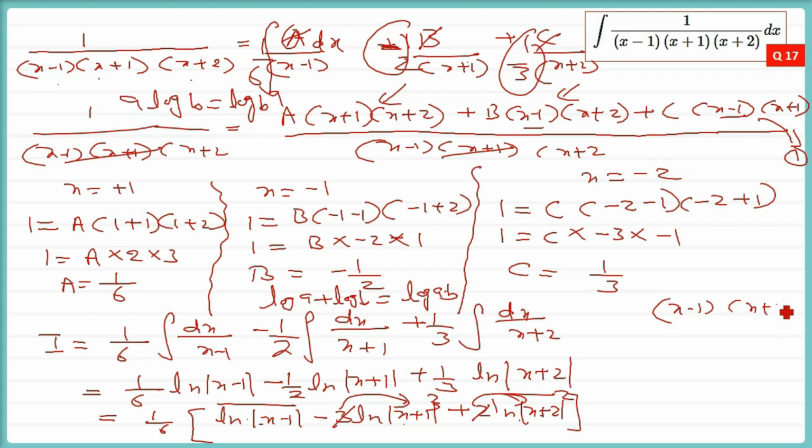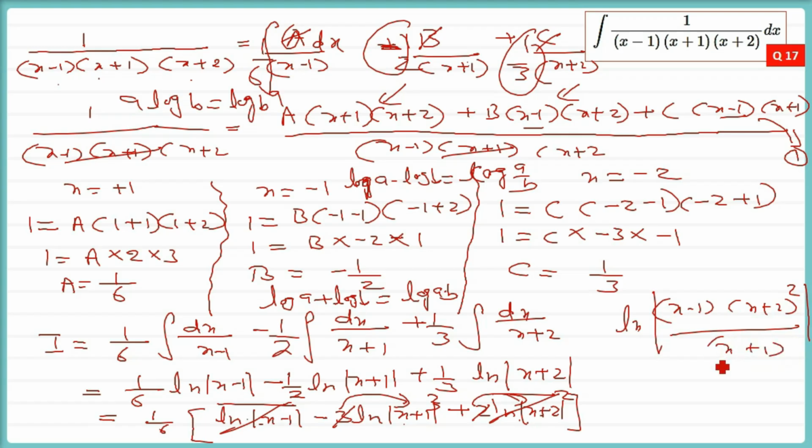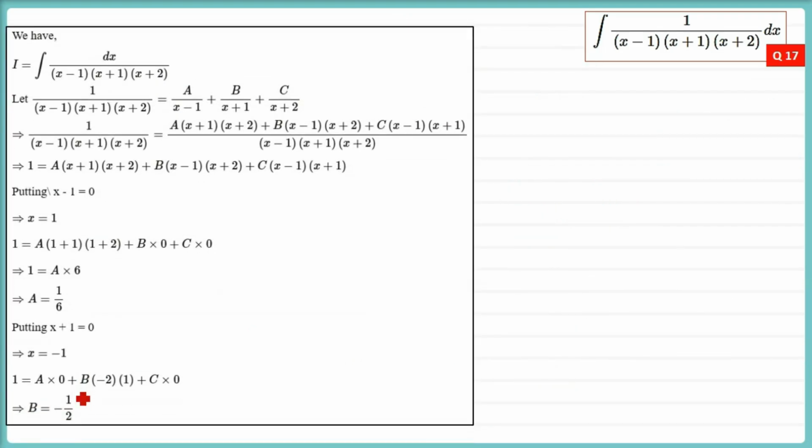So x minus 1 into x plus 2 whole square, which is the first and the third term, and the subtraction will go in the denominator. Let me write this also formally, that log a minus log b will be equal to log a divided by b. So ln is log base e only, x minus 1 into x plus 2 whole square divided by x plus 1 whole cube. This is 1 by 6. This is your I. Okay. So this is how we are going to go about it.